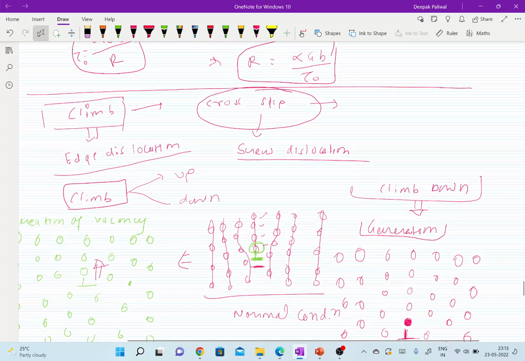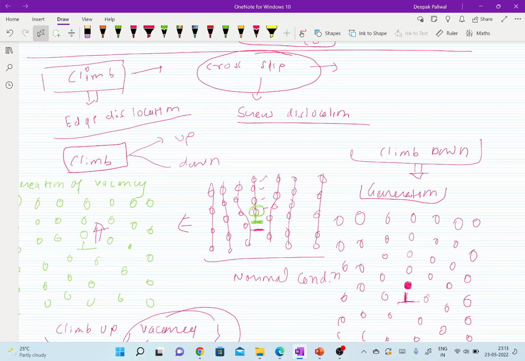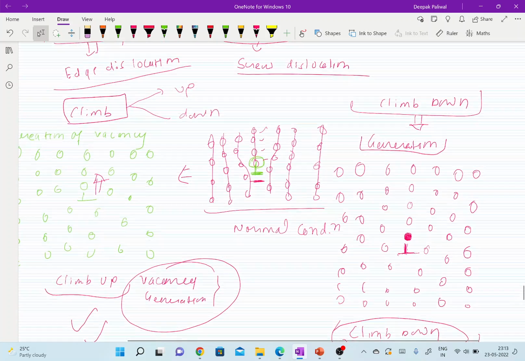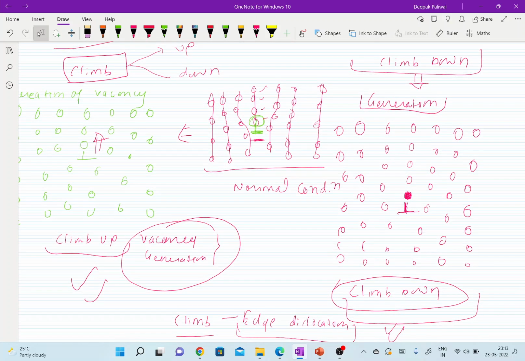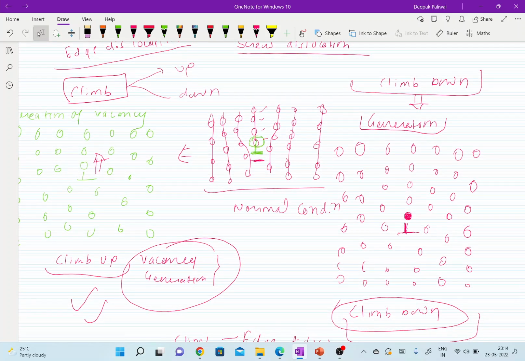Then we have come to the climb and cross slip things. Obviously we have not discussed cross slip in detail, but the climb is associated with the edge dislocation, while cross slip is associated with the screw dislocation. So the climb, associated with the edge dislocation, has two types of movement, climb up and climb down. And climb is basically the generation of vacancies or interstitial atoms in the vicinity of the dislocation. Because of that there is a climb up motion and a climb down motion.